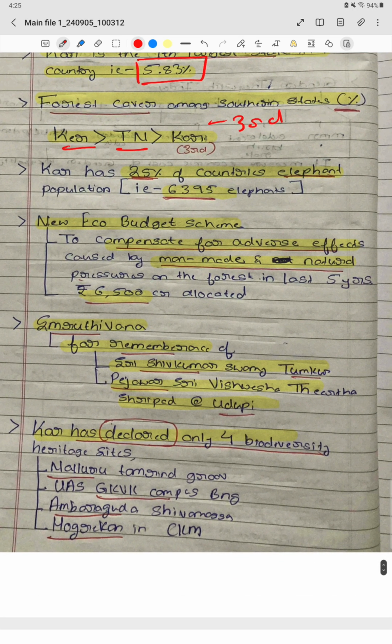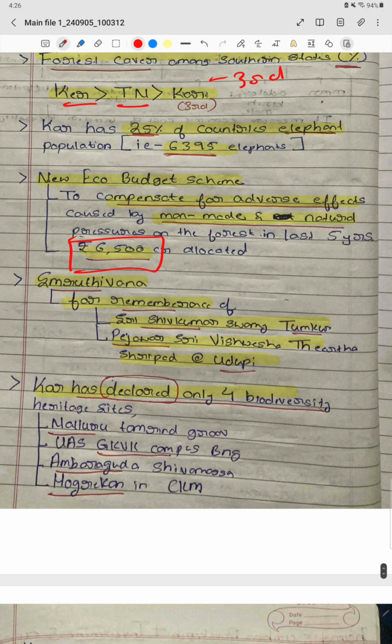Then we have the environment budget, that is the new eco budget scheme, where the government has promised to compensate for the adverse effects caused by man and natural causes in the environment, and around 6,500 crore has been allocated for this new eco budget. Then we have the Smruti Vana scheme, which was mainly for the remembrance of Sri Shivakumara Swami of Tumkur and Pejawar Sri Vishwesha Tirtha Swami of Udupi.